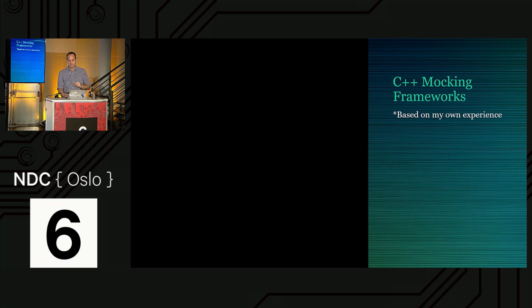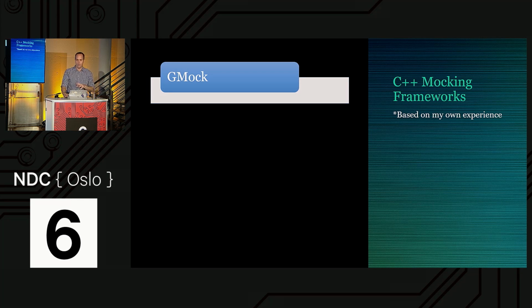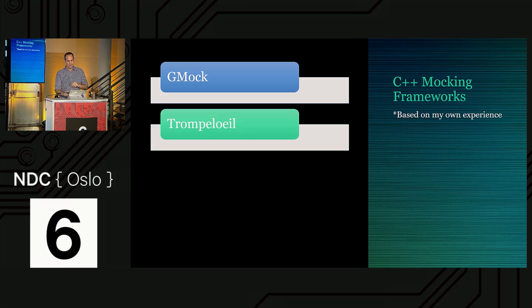So in C++ mocking frameworks, that's a shorter list. There's not a lot of them. There's Google Mock, which comes with Google Test. Same limitations, same ideas. And then there's Trompeloeil, written by Bjorn, sitting here in the front row, which takes Google Mock ideas and improves them. At least that's what I think.